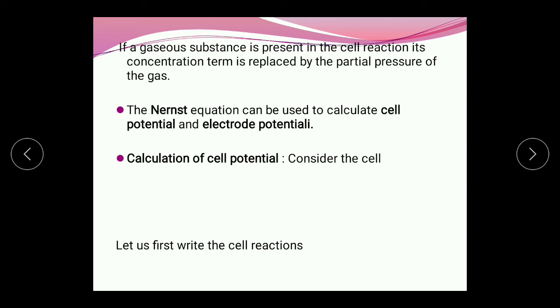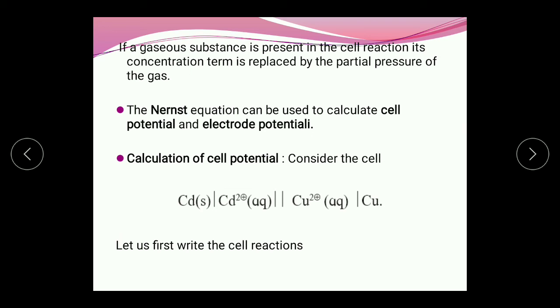So let us start with calculation of cell potential, overall cell potential. We will take one example. Consider the cell like this. This is Cd, that is cadmium, single vertical line, Cd+2 aqueous, double vertical line, Cu+2, single vertical line, Cu. Now, by observing this cell notation, what can you conclude?